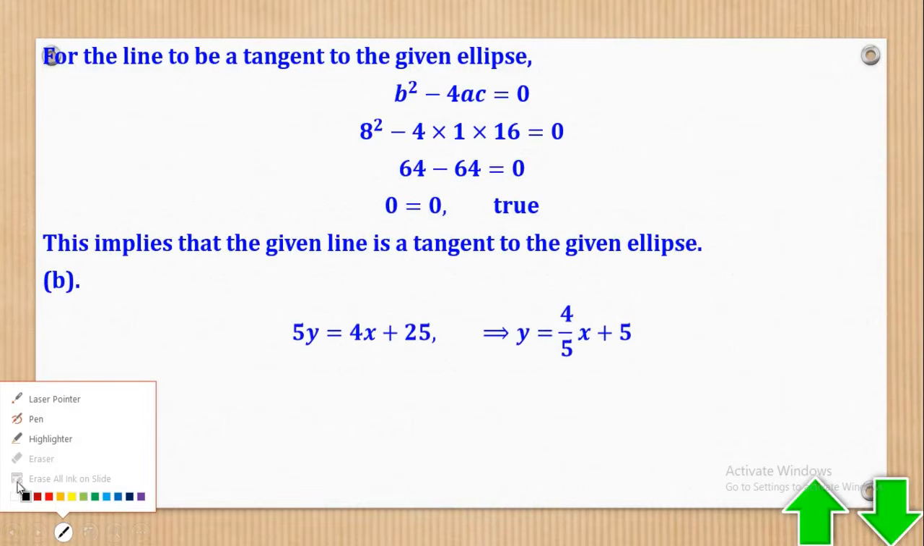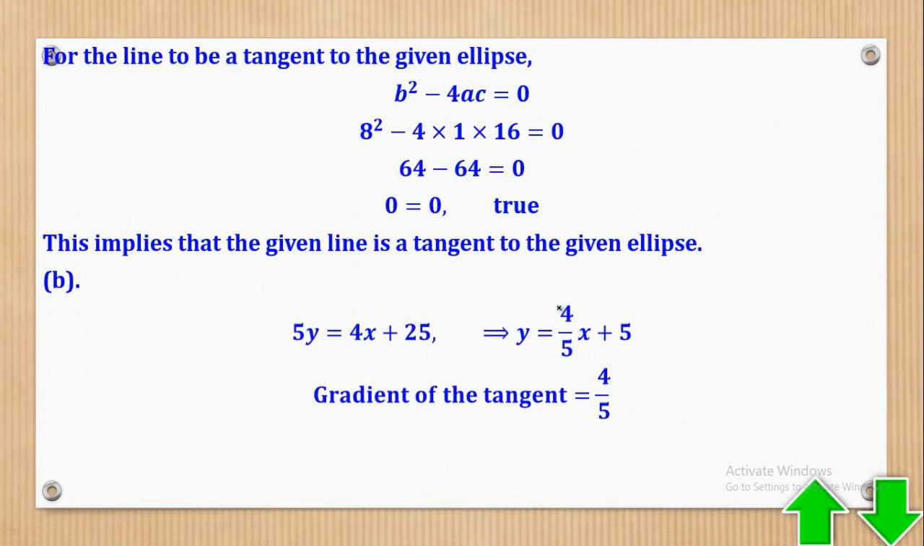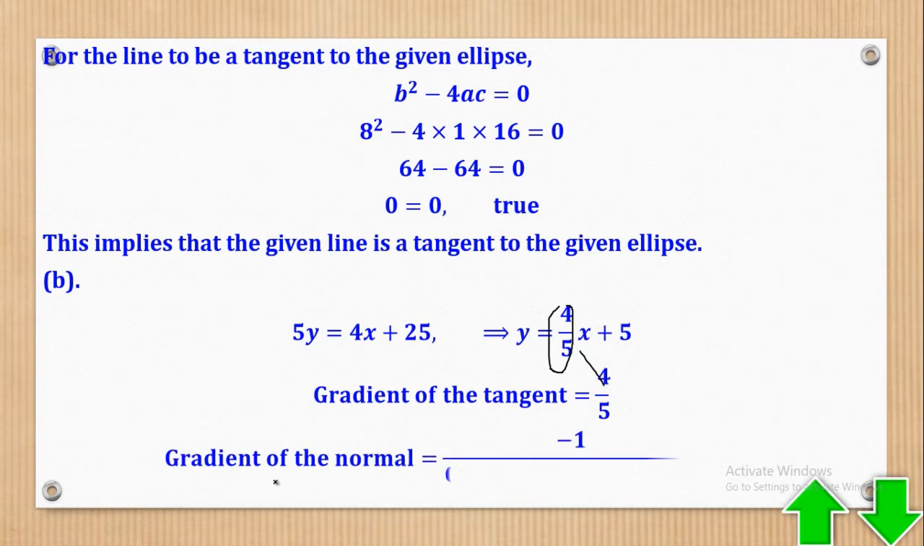So we have to first get the point of contact. So the normal to the ellipse, first of all, the gradient of the tangent is 4/5. Therefore, the gradient of the normal is the negative reciprocal of the gradient of the tangent, which is that.